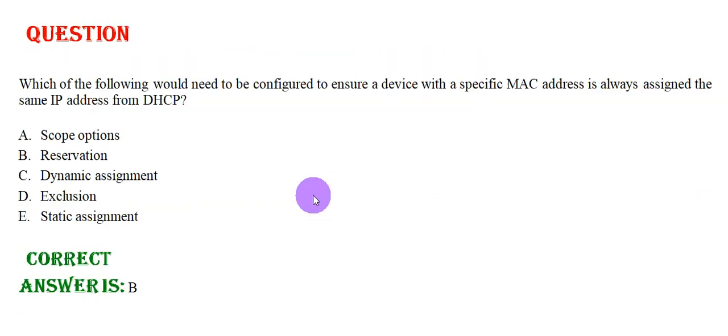Which of the following would need to be configured to ensure a device with a specific MAC address is always assigned the same IP address from DHCP? Option A, scope options. Option B, reservation. Option C, dynamic assignment. Option D, inclusion. And option E, static assignment. The correct answer is option B.